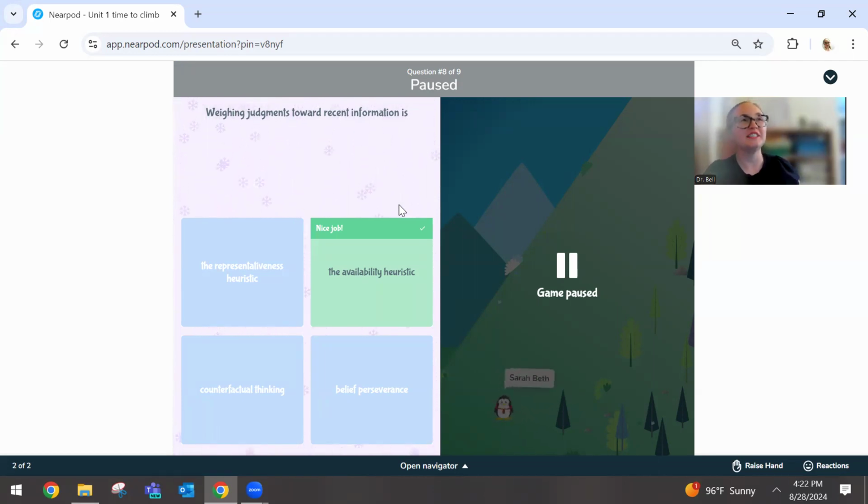The representativeness heuristic is like a stereotype. If you saw somebody in a suit, maybe you think they have a fancy job, or if you heard somebody was a secretary, you might think they were talking about a woman. That's a representativeness heuristic. But availability is what's available in your mind, your recent information. Counterfactual thinking is thinking about what could have been, like what if I majored in something else, how would my life be different? And belief perseverance is keeping the same belief despite getting a lot of information that should change your mind.